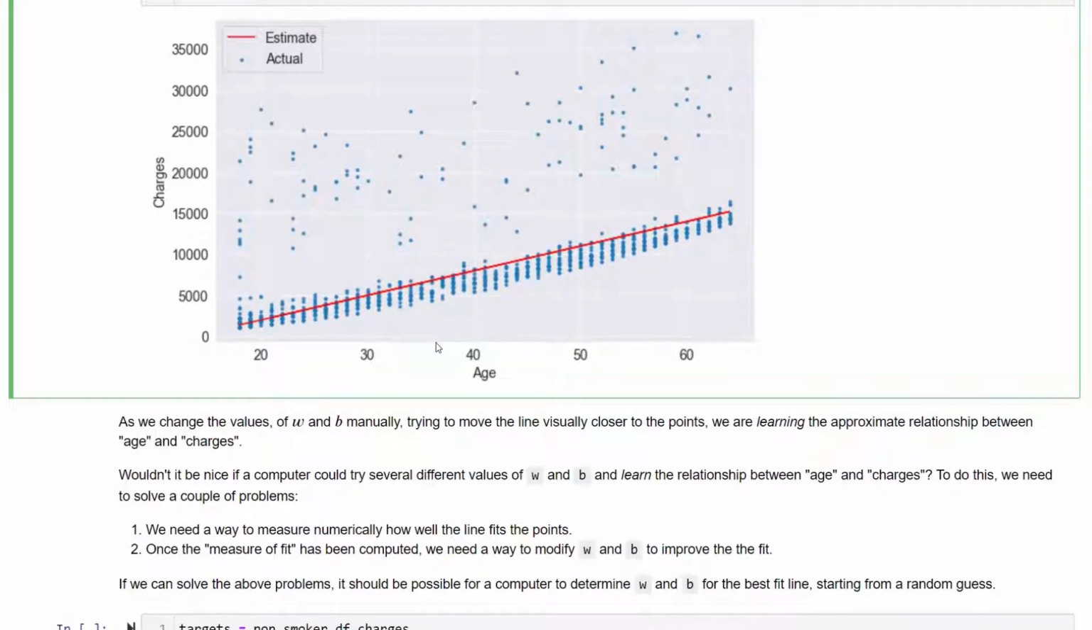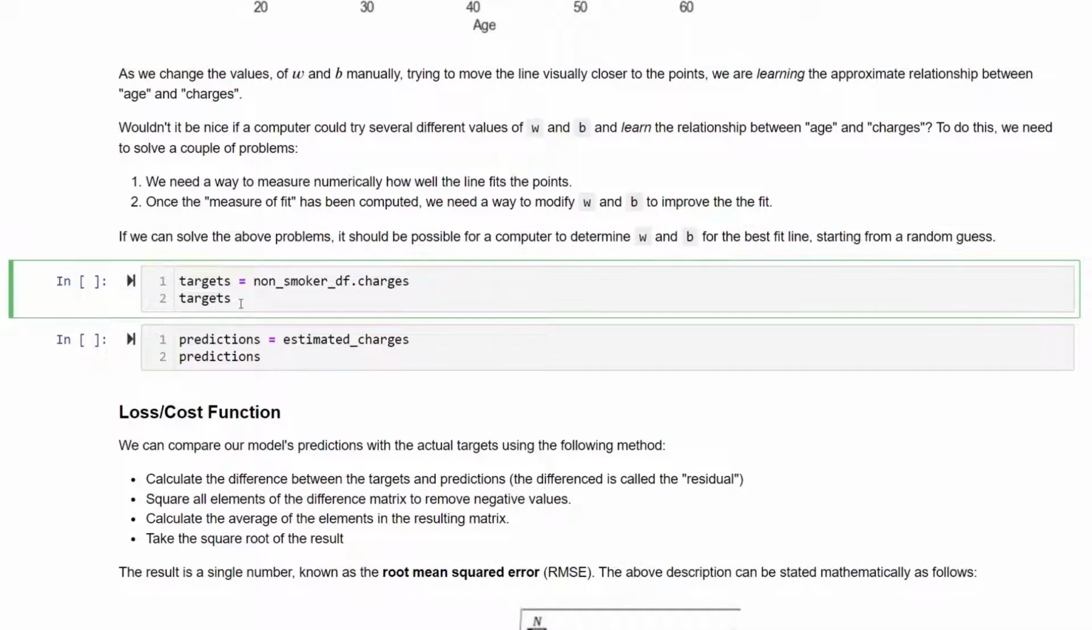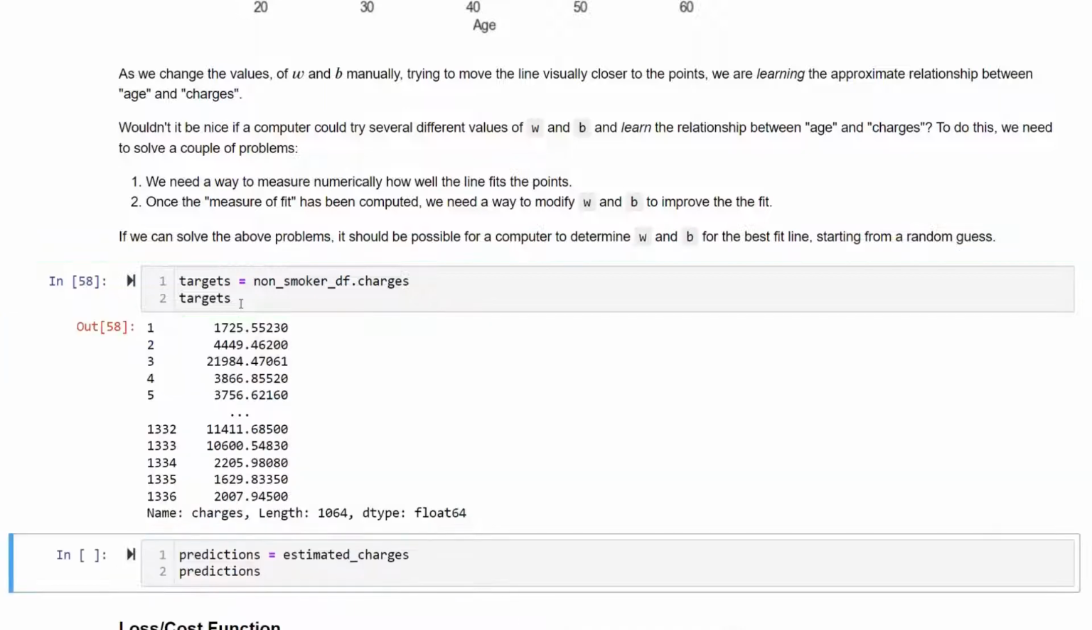Yes. We need a way to measure numerically how well the line fits the points. Once we measure the fit, we need a way to modify the slope and intercept to move toward the best fit. That can solve the above problems. It should be possible for a computer to determine slope and intercept values for the best fit line, starting from a random guess. For that purpose, we are going to use the root mean square error. Okay, let's see the target values first.